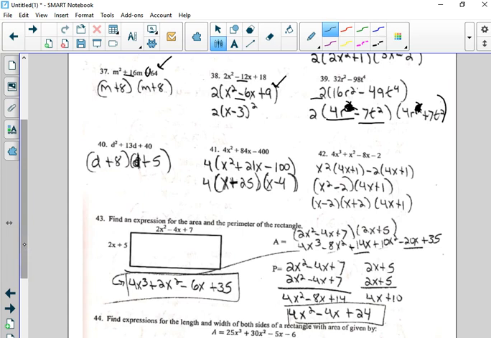Two numbers to multiply give you 40 to add to 13, 8 and 5. 41, take a 4 out first. Now you need two numbers to multiply give you 100 that differ by 21. 25 and 4. You want more positives, so 25 minus 4.